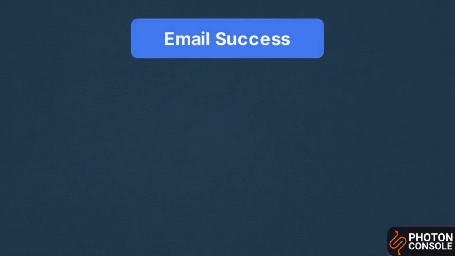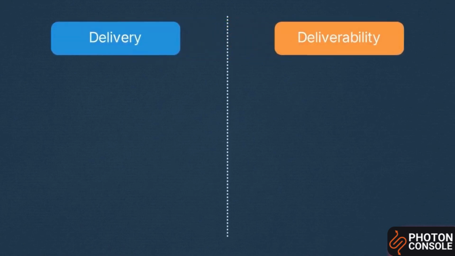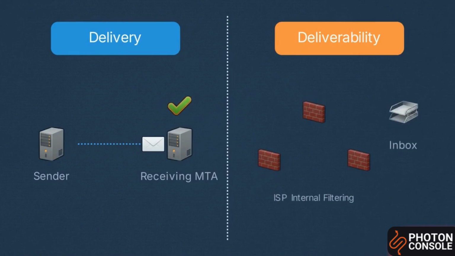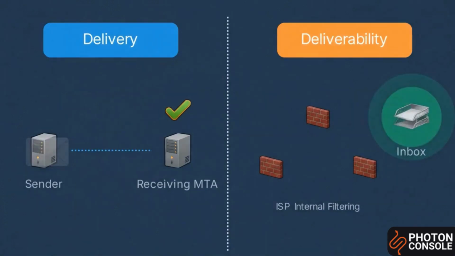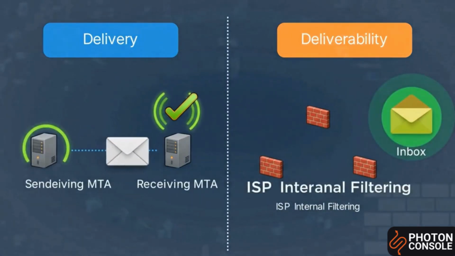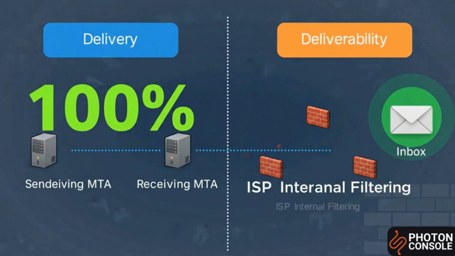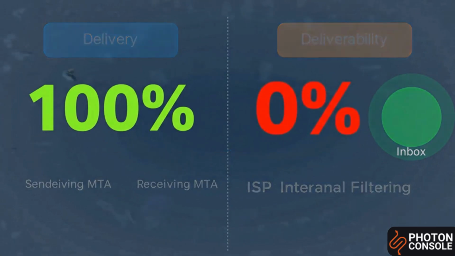To diagnose this, we have to split email success into two distinct metrics. First is delivery. This means the data packet left your server and successfully reached the receiving mail server without bouncing. Second is deliverability. This means the message survived the provider's internal filtering and landed where the user can see it, the inbox. This creates a massive blind spot. Your application can achieve 100% delivery while having 0% deliverability.